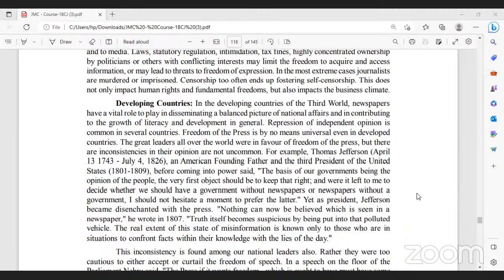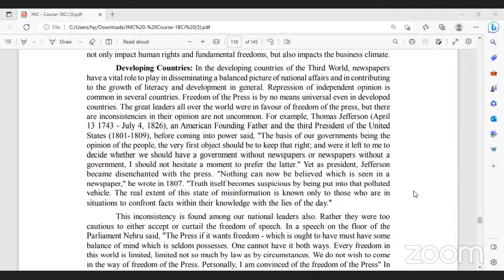Repression of independent opinion is common in several countries, and freedom of the press is by no means universal, even in developed countries. There are great leaders all over the world who were in favor of freedom of the press, but they had certain inconsistencies; they were not able to form their own opinion, or their opinion was not being considered.